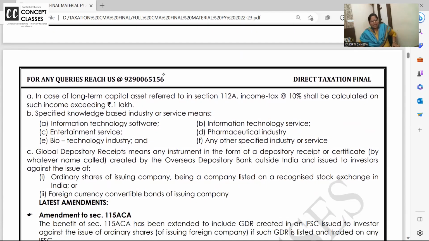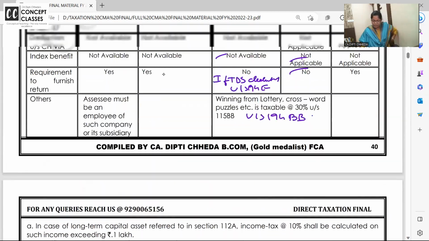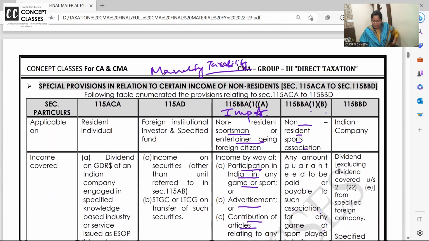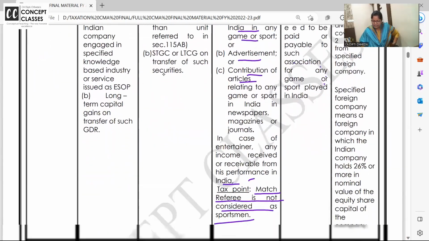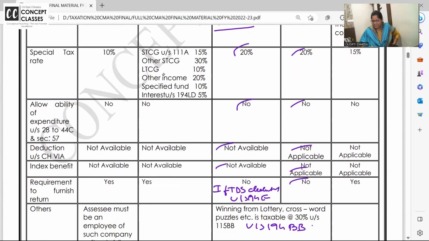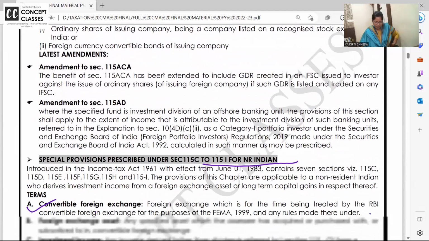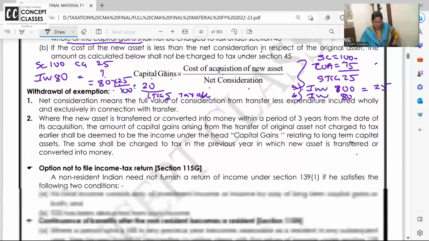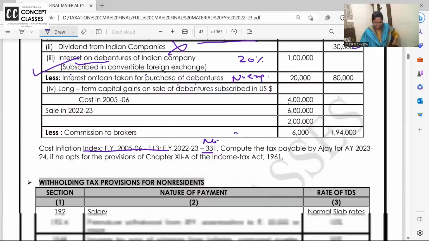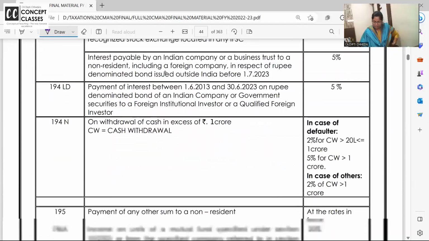Clear? 115BBA. Is this clear to all of you? Chalo, related to this, some problems we will solve. Oh, 1 minute. We need to read the problem. After that are the problems, related to these sportsmen only.